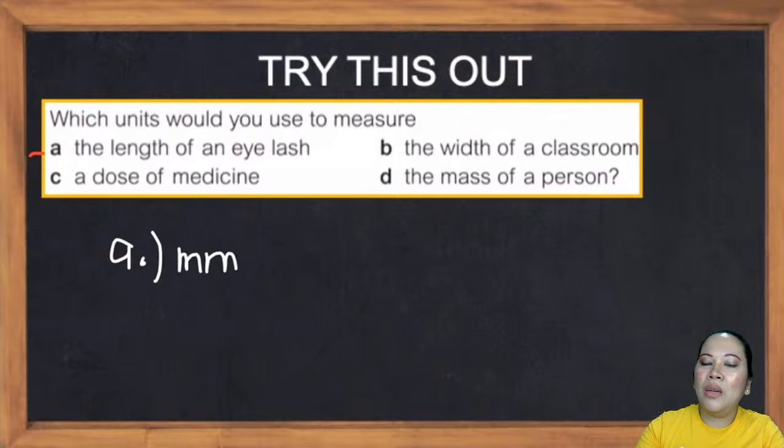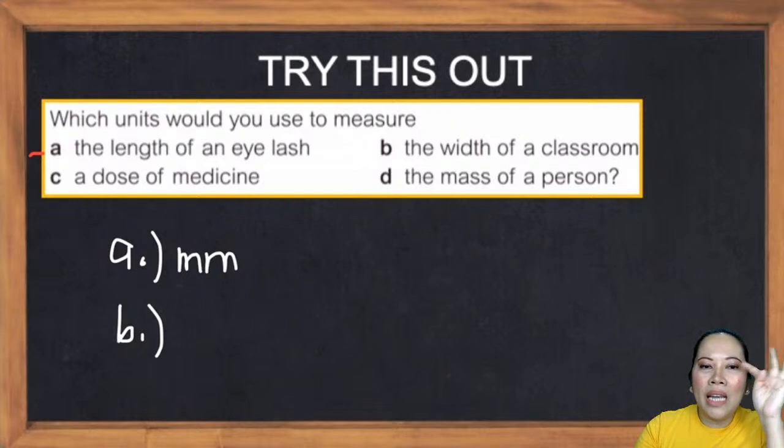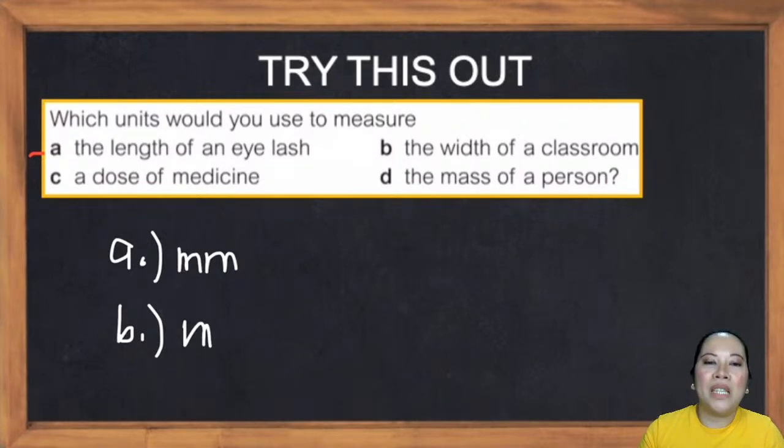How about the width of your classroom? What would you use to measure the width of your classroom? The eyelashes are too small for a centimeter, so you use a millimeter. How about the width of your classroom or the width of your room? Yes, that's correct. You use meters to measure the width of your classroom.